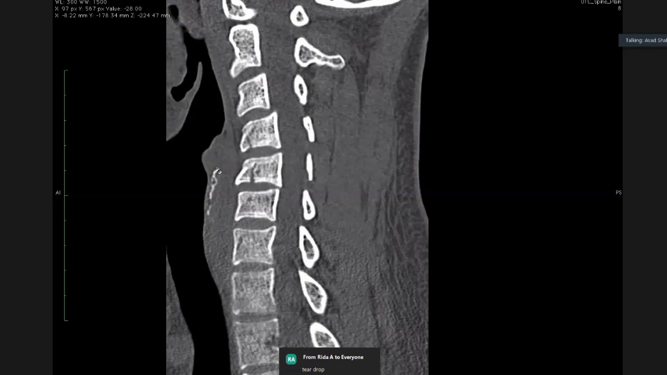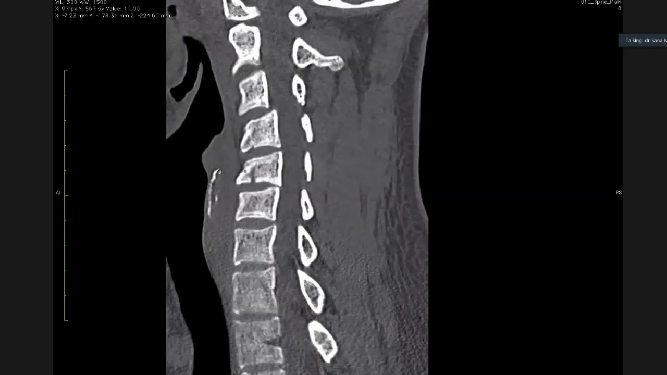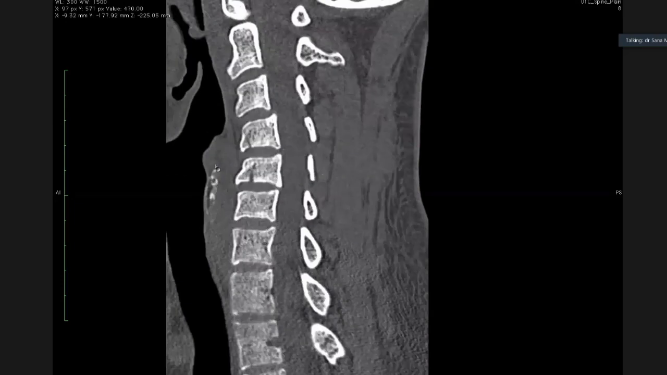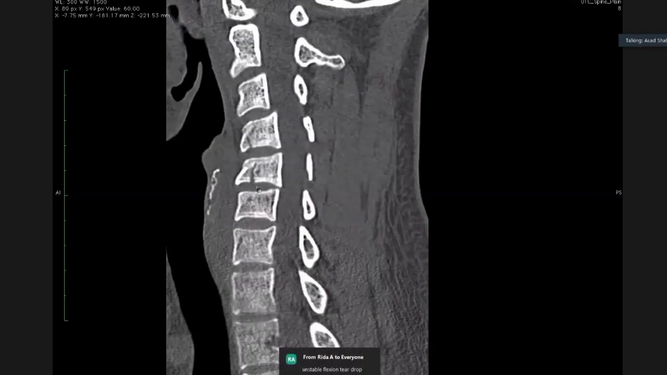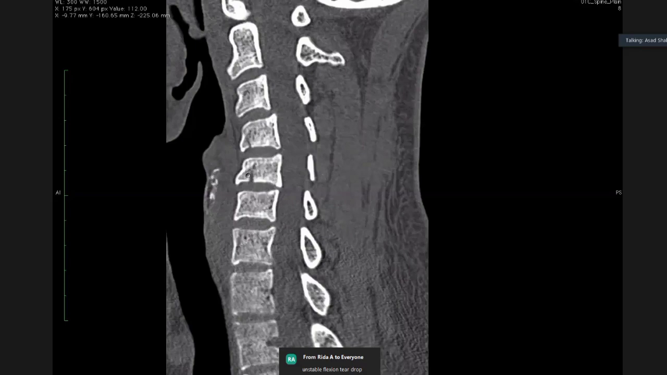I think it's called flexion teardrop, right? So usually in flexion we have disruption of various lines, but I'm not sure about here. But teardrop fractures are technically unstable injuries, right? Yes, sir. Flexion teardrop is unstable. Usually the anterior longitudinal ligament and the posterior longitudinal ligament go, so they are unstable injuries.